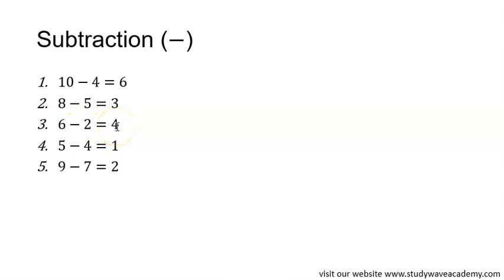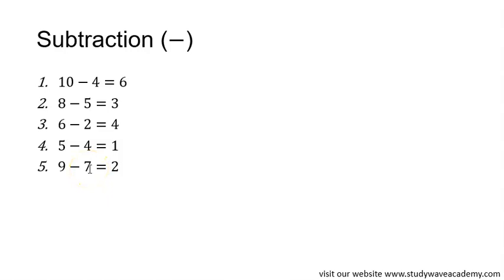Do you understand? Your next is 5 minus 4. I'm sure we're going to be able to do 5 minus 4. You count 5 fingers and take away 4. Let's count 5 fingers. 1, 2, 3, 4, 5. Then you take away 4 fingers. 1, 2, 3, 4. You fold them. The remaining is how many? 1. So 5 minus 4 is 1. You do the same thing with the next one. 9 minus 7.